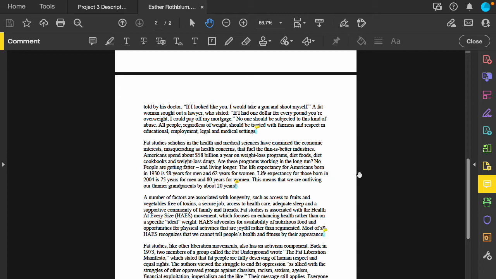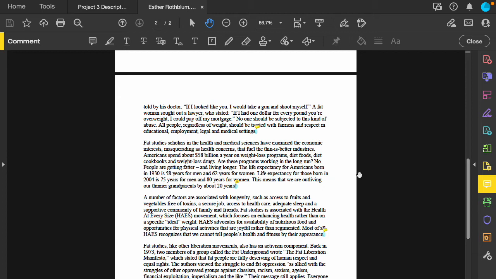Also, there's another claim that she makes here, and that is, of course, that the industry is deceptive. But that's really not her entire point. That's just kind of an underhanded way of sliding it in. So then we go here to the actual point. Weight loss programs don't work, and the reason for this, she says, is that people are getting fatter and living longer.